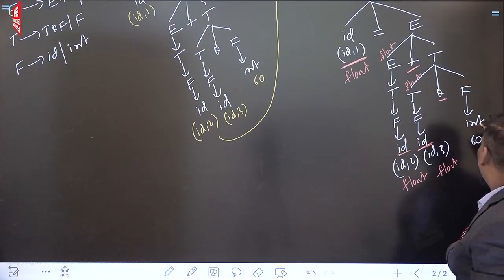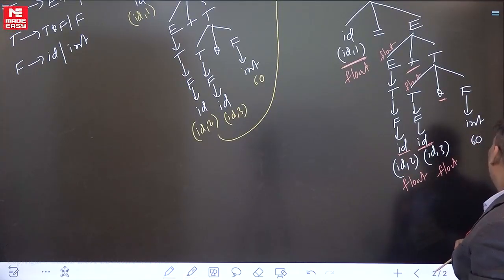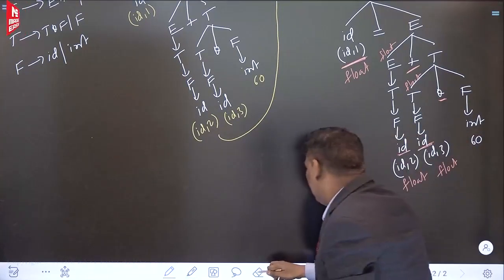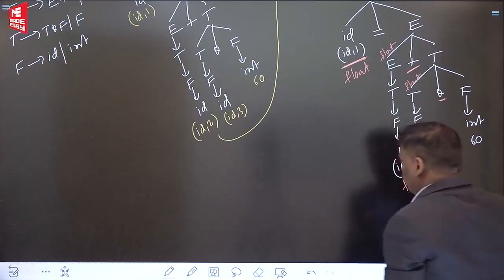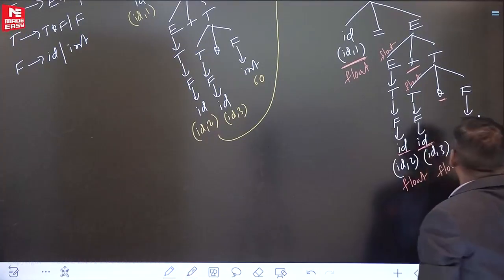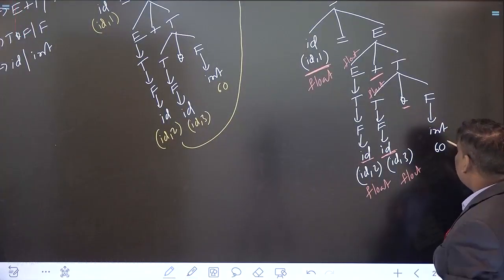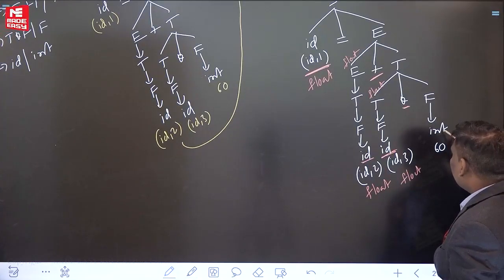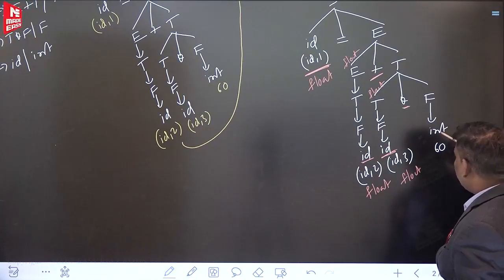But float is expected. What came? Int came. Let me check one small line. Listen, everyone, see now. Here also float is expected. But what is there? Here I think there is an int. See this one, int is there.